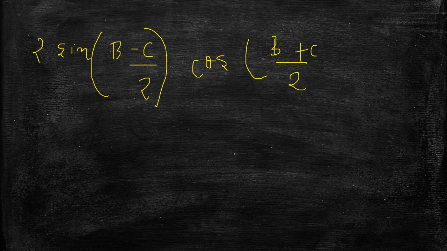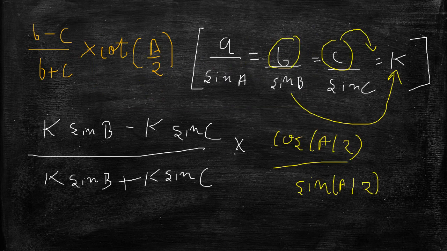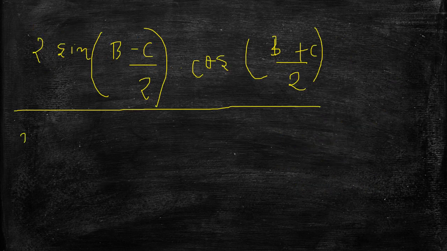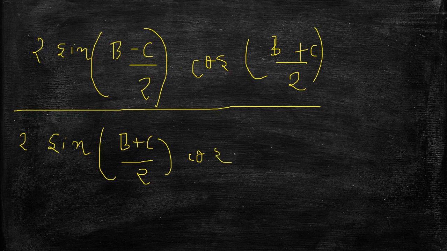Okay, and on the denominator, I have sin b plus sin c. What is sin b plus sin c? It will be 2 times sine of (b plus c) by 2 into cos of (b minus c) by 2. Okay, now I will do the clubbing.